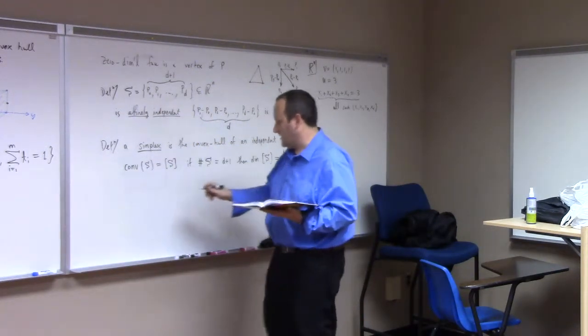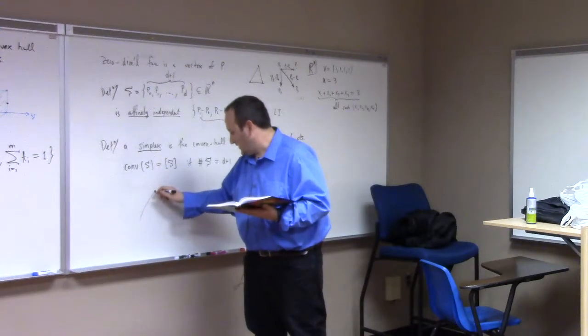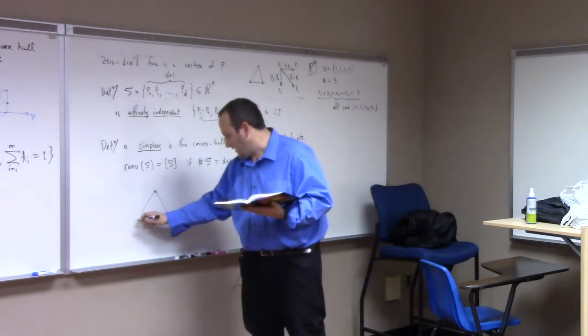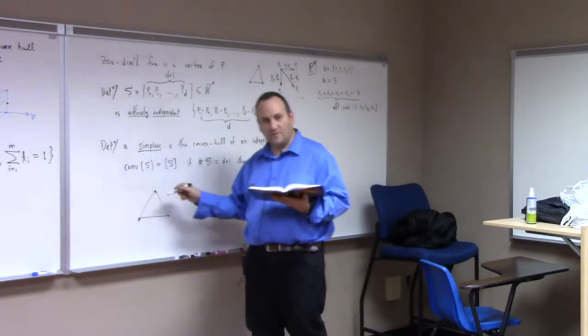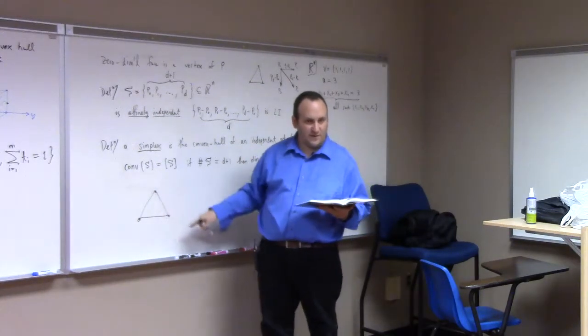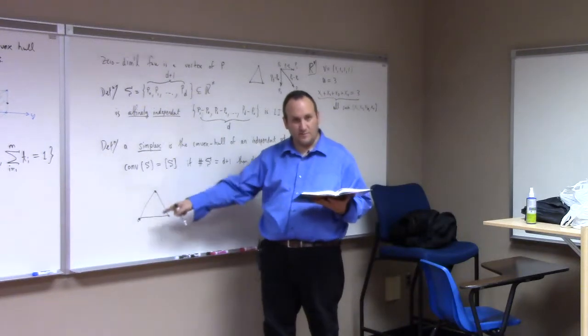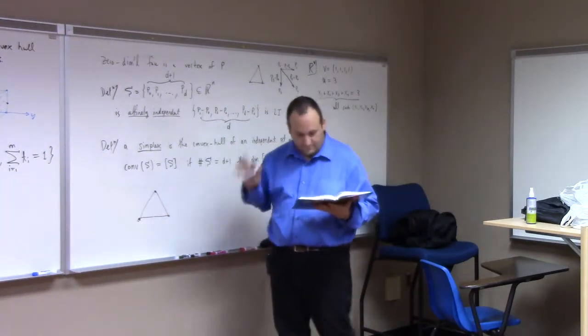Which is not surprising if you think about 2 dimensions. If you've got these 3 points, if they're not collinear, they define a 2-simplex. And if you take any pair of points in there, they define the 1-simplex, which is the line segment, which is the edge of the 2-simplex.